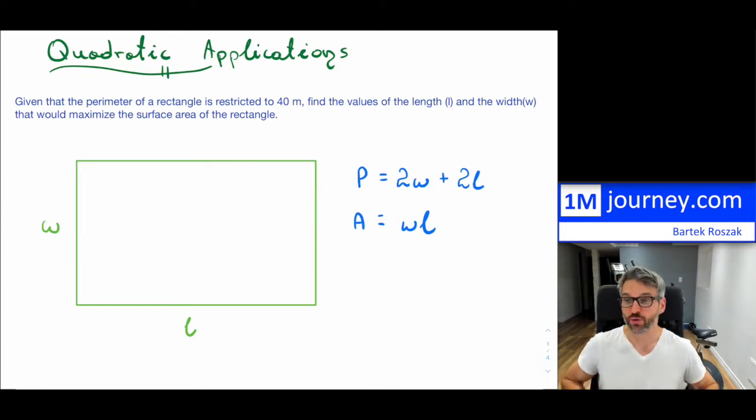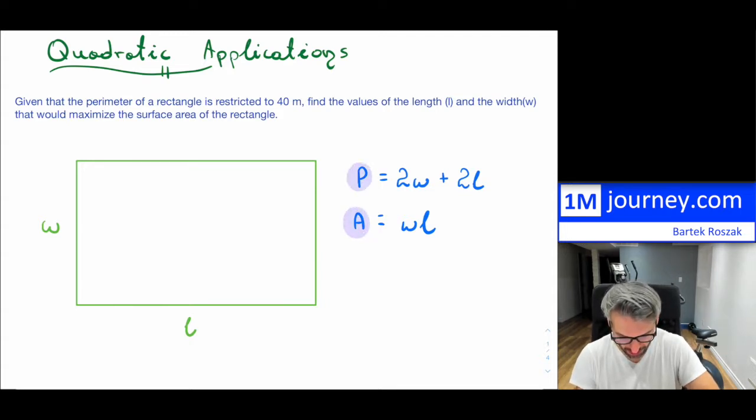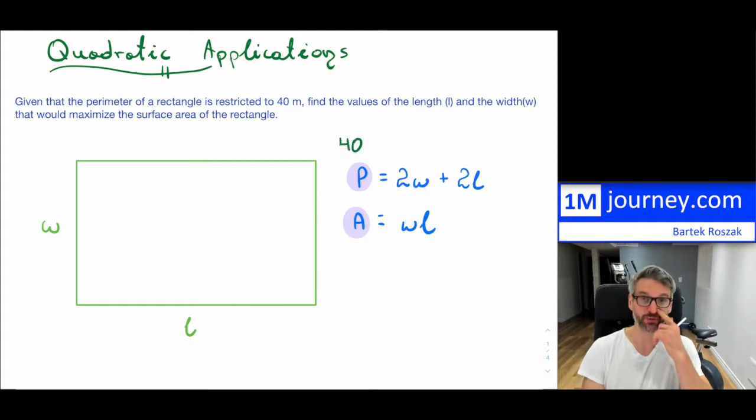All right, so maximizing the surface area. We want to be able to maximize this, and the only thing that we know is the perimeter. The perimeter here is 40 meters. Now, it could be anything. It doesn't have to be 40. You can restrict it to anything that you like within your problem.